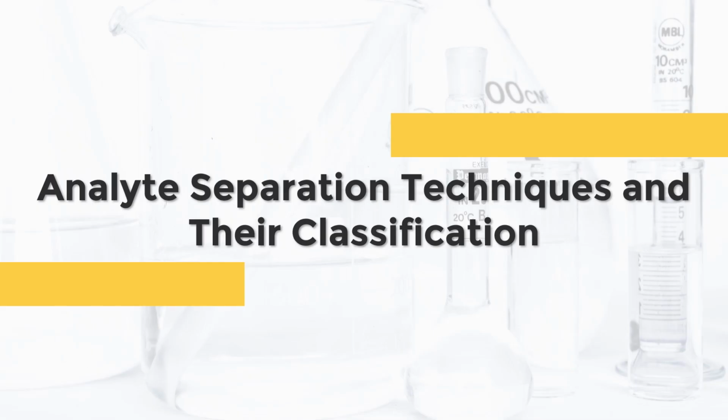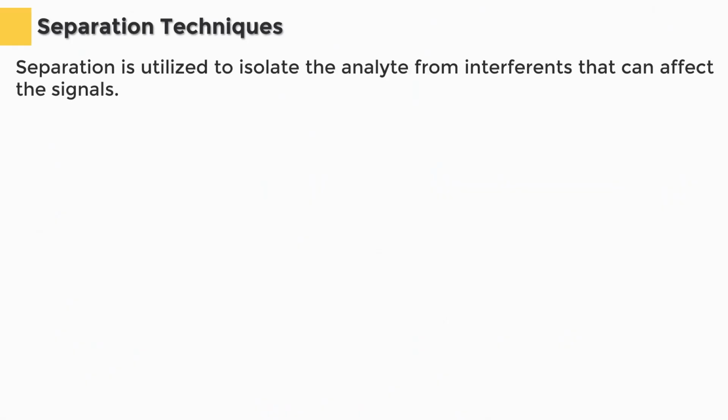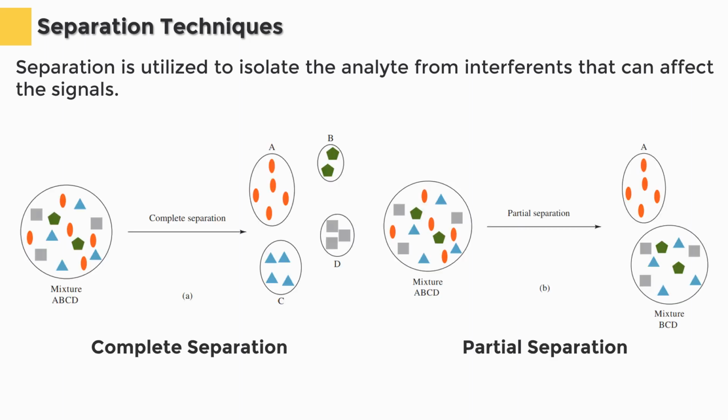Knowing the basics of sampling, let's now move on to analyze separation techniques and their classification. Separation is vital for synthesis, chemical analysis, and other fields of chemistry. It is utilized to isolate the analyte from interference that can affect the signals. Separation can either be complete or partial. In the diagram below, the components in complete separation are completely separated and they occupy various spatial regions. In the partial separation, only certain components are separated from the mixture.